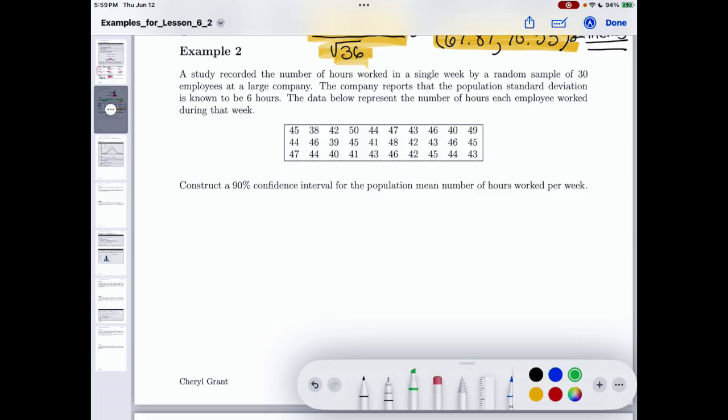So we need to find a 90% confidence interval for the mean. So that means we're using a Z interval or a T interval. Looking at the information that we have been given, we have an N that's 30, a sample of 30, and we're given that the population standard deviation is known to be 6 hours. Because we know what the population standard deviation is, that means we can use the Z interval.